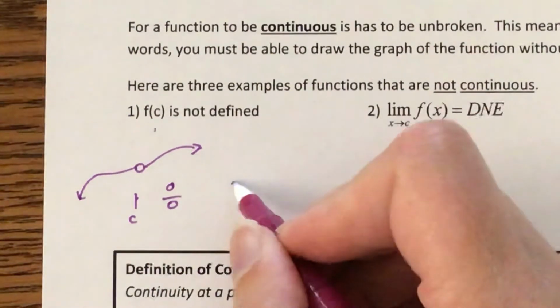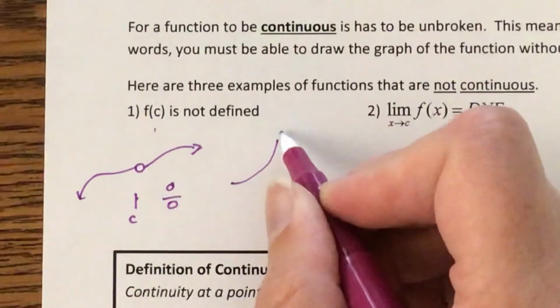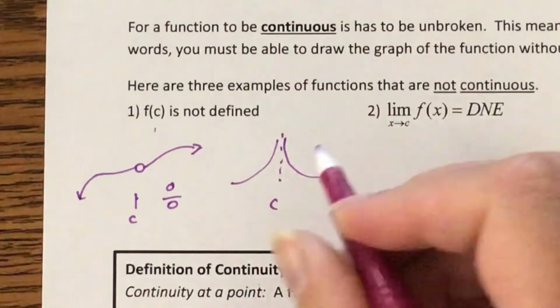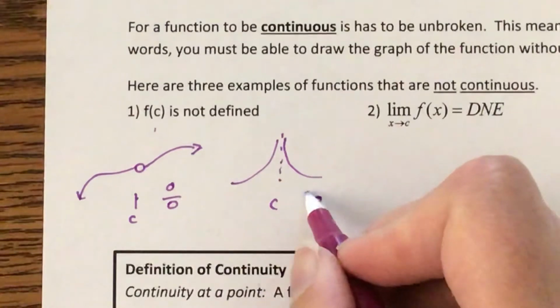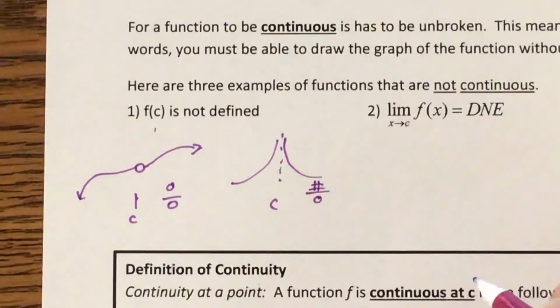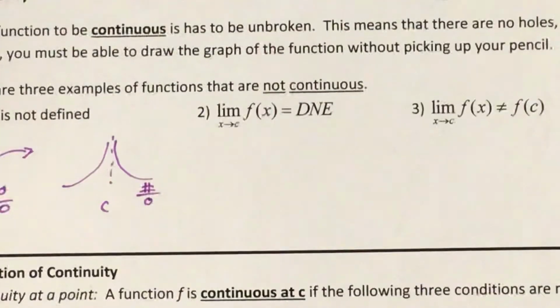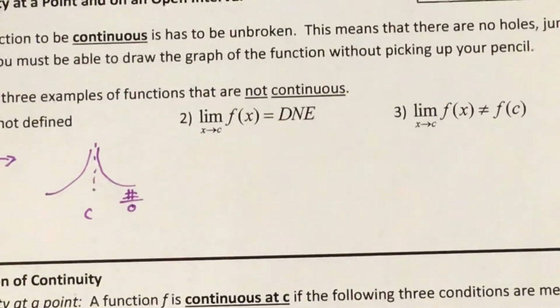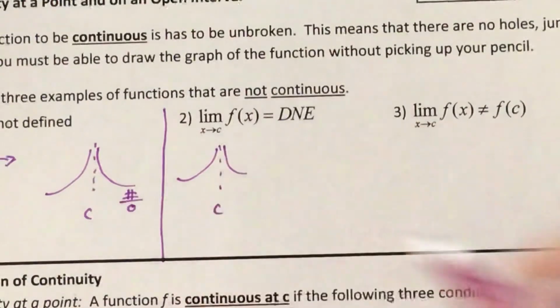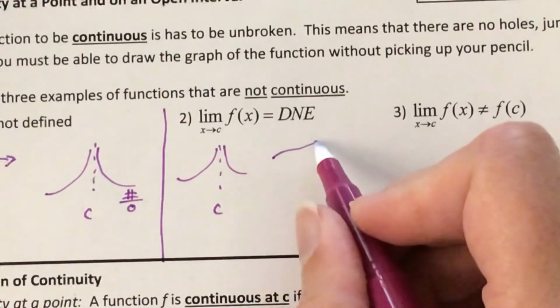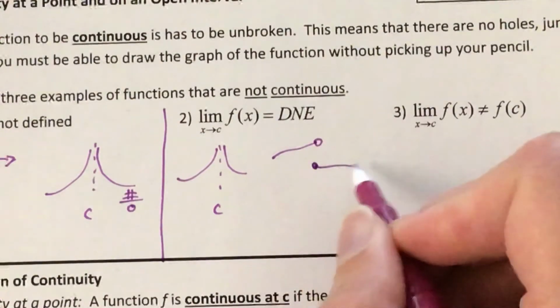Second option is vertical asymptotes at c. This is where your denominator equals 0, but the numerator is some other number. Okay. Move on to the next guy, where your limit does not exist. We have a couple options for this one as well. Vertical asymptotes would cause limits to not exist. Also, limits do not exist when the left side and the right side do not match up.